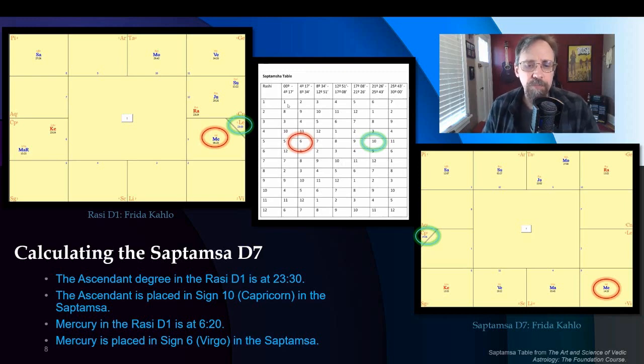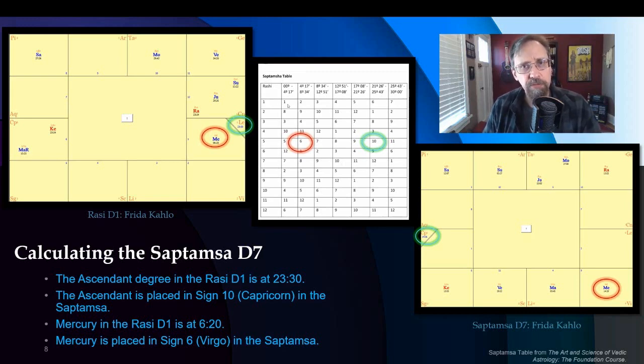Now let's look at Mercury. Mercury is in Leo at 6 degrees and 20 minutes. So we take that degree point and we move across the table and see that it falls in the 2nd division of our Saptamsa. Now we go back over to sign 5 and then down and over and across and see where these two line up. And we see the number 6 there. So that means that Mercury is going to be placed in the 6th sign of Virgo in our Saptamsa chart. So we look over in our Saptamsa chart in the lower right, and we see that we have Mercury in the 6th sign of Virgo, and we have our ascendant degree in the 10th sign of Capricorn.